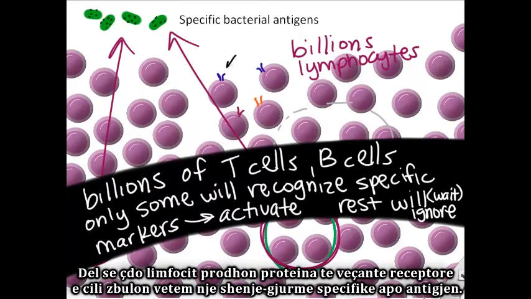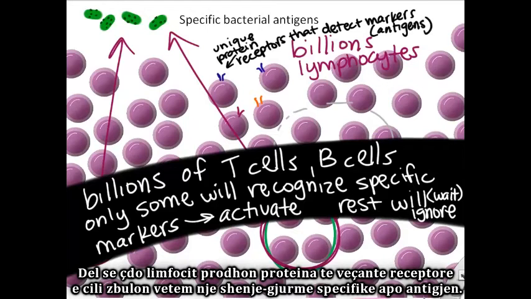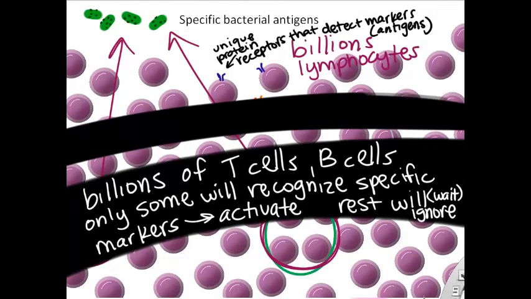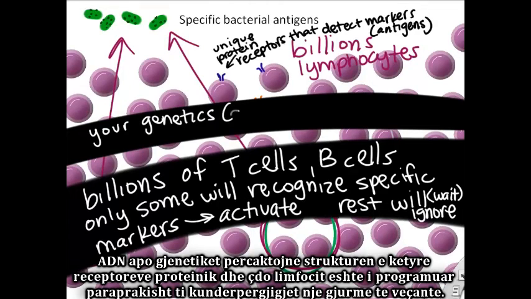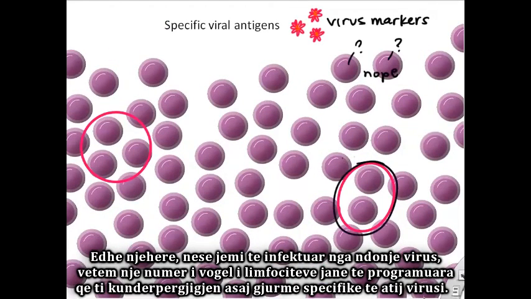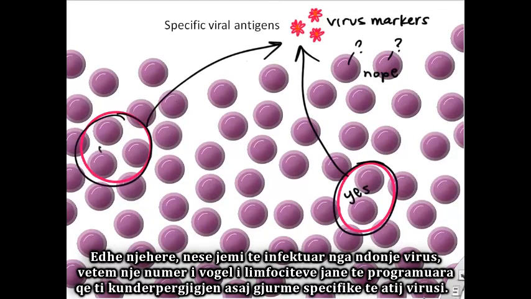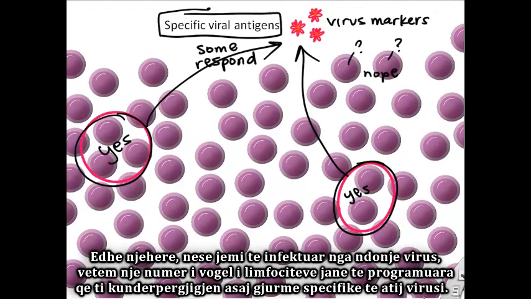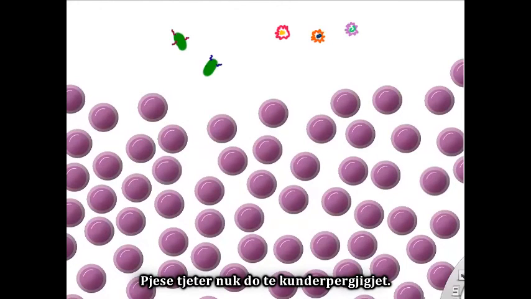It turns out that each of your little lymphocytes makes a unique protein receptor, and that protein receptor will only detect one specific marker or antigen. Your DNA, or your genetics, determines the structure of those little protein receptors, and so each little lymphocyte is pre-programmed only to respond to one specific marker. So again, if you're infected by a virus, only a small number of your lymphocytes in your body will hopefully be programmed to respond to that specific marker from that virus. The rest will not respond.